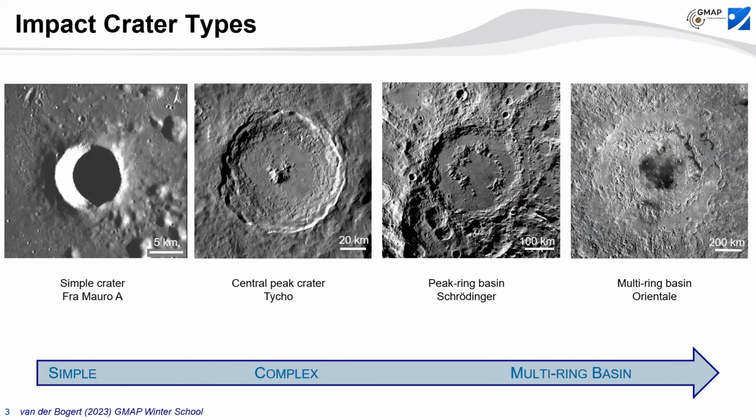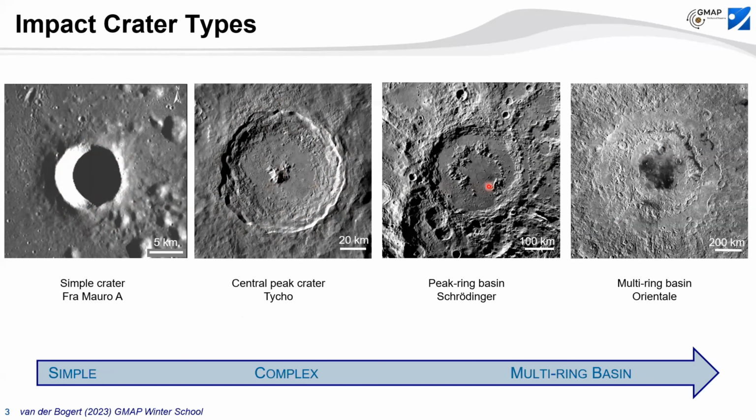So to start at the very basic, there are different impact crater types that you've probably noticed as you've been looking at different planetary surfaces. They range from simple craters, like the Fra Mauro A crater here, that is just a simple bowl shape with a simple rim. And then they get more complex as they get larger. Here, the example of Tycho crater that has a central peak and a terraced crater wall.